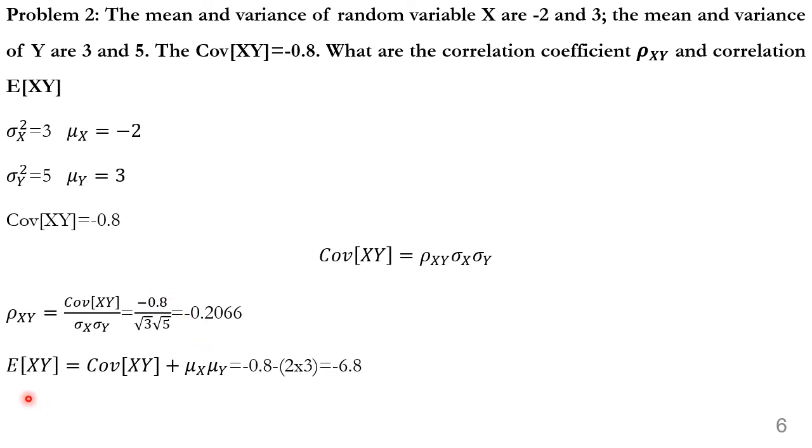-0.2066. Expectation of xy is given by covariance of xy plus mu x into mu y. That is -0.8 plus (-2) into 3. That is equal to -6.8.